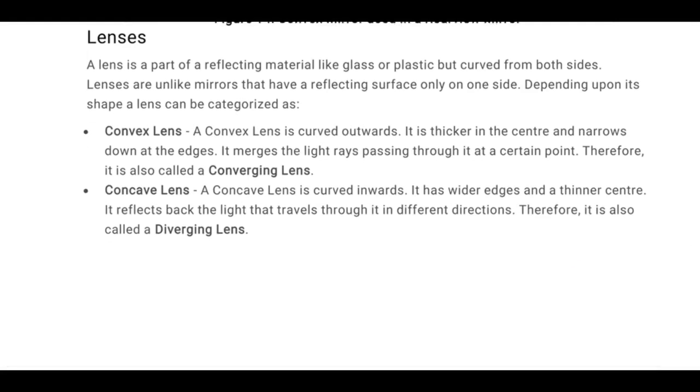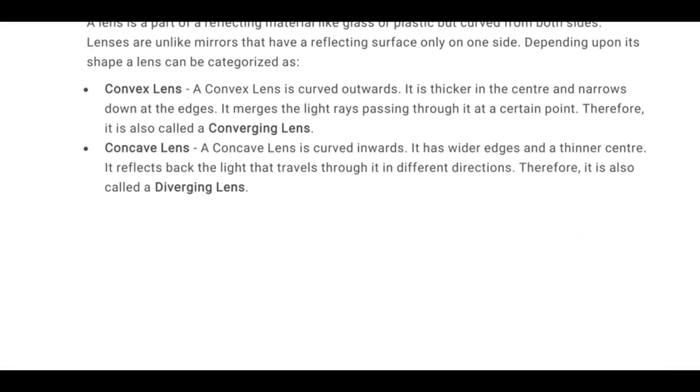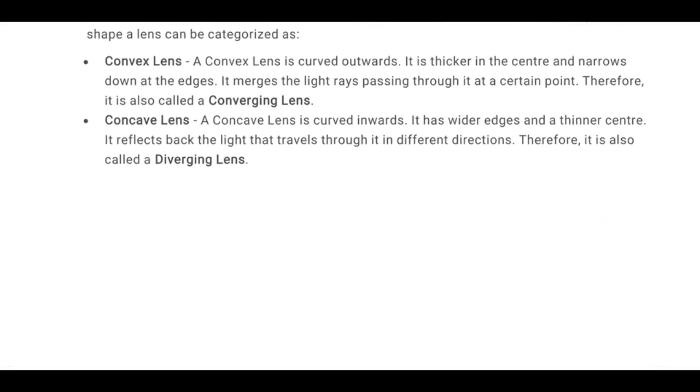So it will converge the light rays when it passes through a certain point. Concave mirror is curved inwards. A lens also has the same property. It has wider edges and a thinner center, and it will diverge all the light. It is also called a diverging lens because it diverges all parts of light.